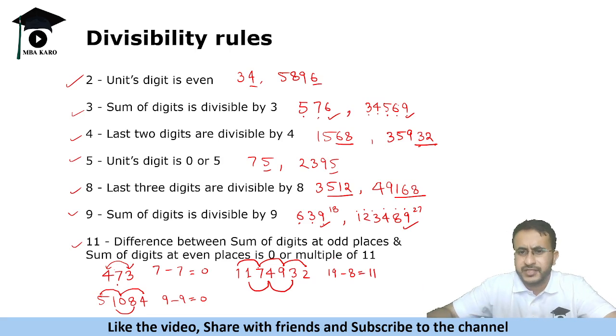So in most cases it will be 0. In some cases it will be a multiple of 11 also. Okay, so that is what is known as the divisibility by 11. So if the difference is 0 or a multiple of 11, you get that the number is divisible by 11. Now, this is quite helpful in many cases. We will see some examples of it.